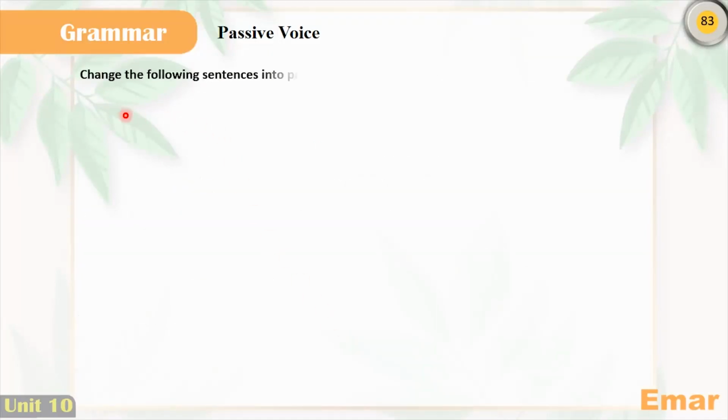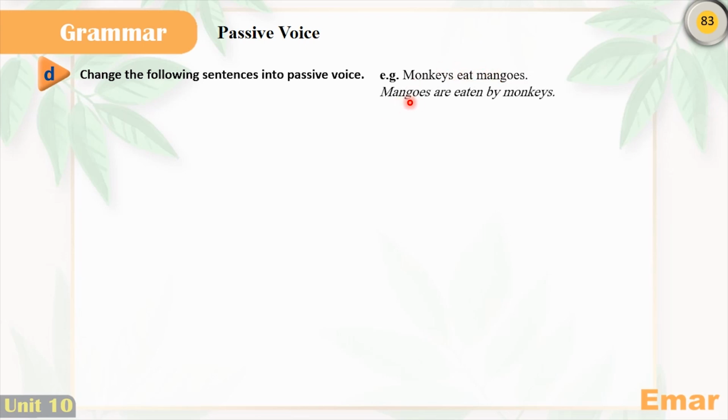The last exercise, number D, change the following sentences into passive voice. For example, monkeys eat mangoes. Monkeys is the subject, eat is the verb, mangoes is the object. We bring mangoes, the object, to the beginning of the sentence. Mangoes are eaten by monkeys. Now, the question, why are? Because mangoes is a plural noun and the sentence is in present. So, are eaten by monkeys.